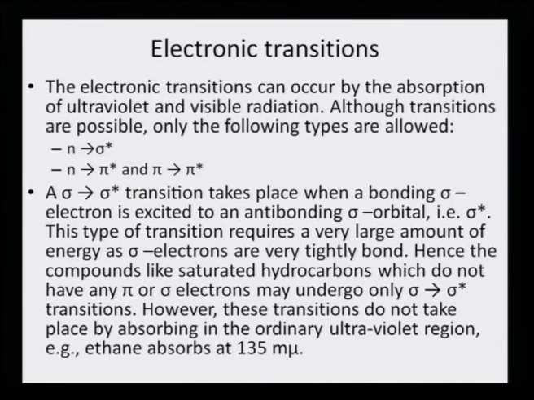transitions. A sigma to sigma star transition takes place when a bonding electron is excited to an antibonding sigma star orbital. This type of transition requires a very large amount of energy, as sigma electrons are very tightly bound. Hence, compounds like saturated hydrocarbons, which do not have any pi or n electrons, may undergo only sigma to sigma star transitions. However, these transitions do not take place by absorbing the ordinary ultraviolet region, and therefore ethane absorbs at 135 millimicrons. So, you see that it has a wavelength requirement which is even below the ultraviolet region, and therefore these transitions require very high energy, and they are colorless compounds altogether.